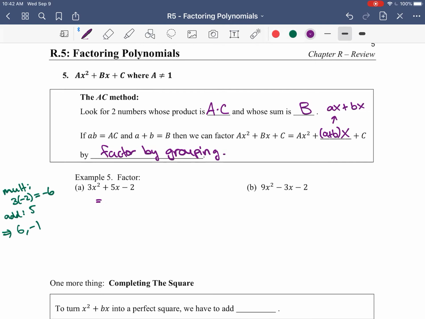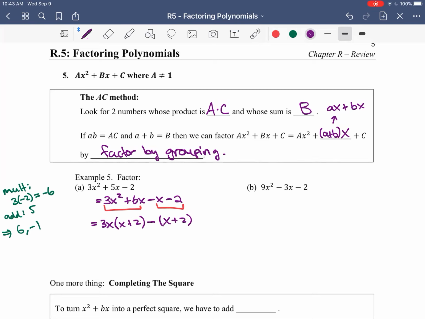Then I take this polynomial, I leave the first term alone, but I split up the second term. So instead of 5x, I'm going to write it as 6x minus x, and then I still have the minus 2. And then I'm going to factor by grouping. In the first two, I can take out a 3x, and I'm going to be left with x plus 2. Now I want the second one to look like this. It doesn't look like they have anything in common, but I can take out a minus 1 from both, so then it's going to be x plus 2.